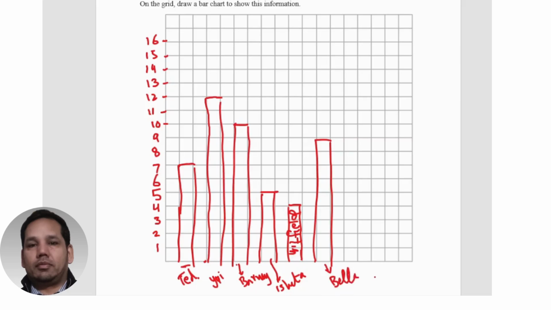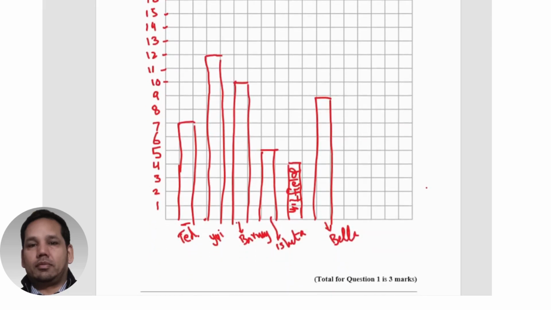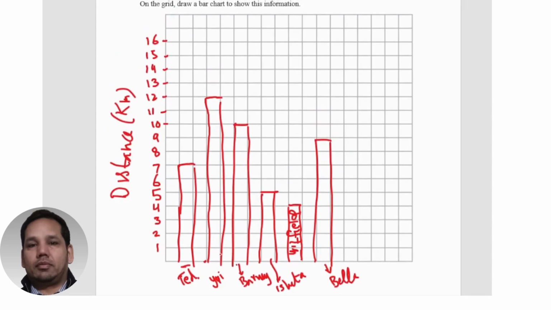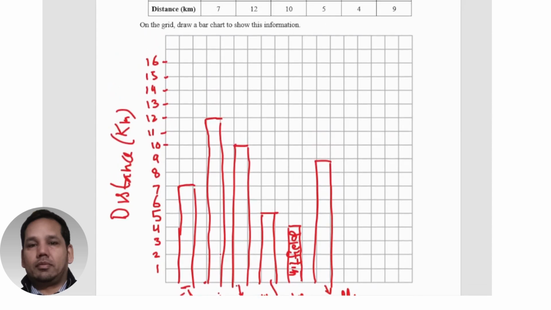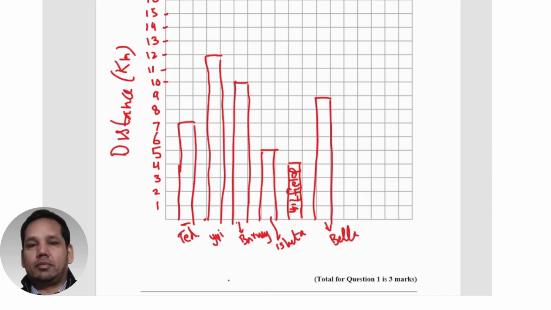So what is the data about? The table shows the distance in kilometers each of 6 people traveled to get to the train station. So we're going to give a name. This is the distance on the left hand side. We're going to write down here distance in kilometers, and this is the people who traveled. 6 people travel to get to the train station. So there are people over here.